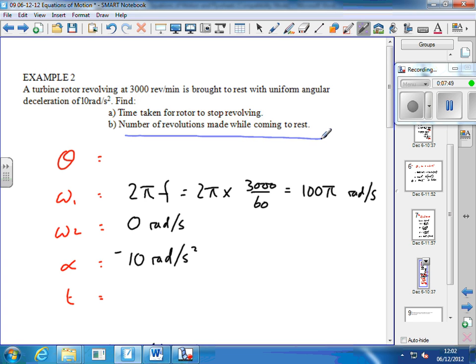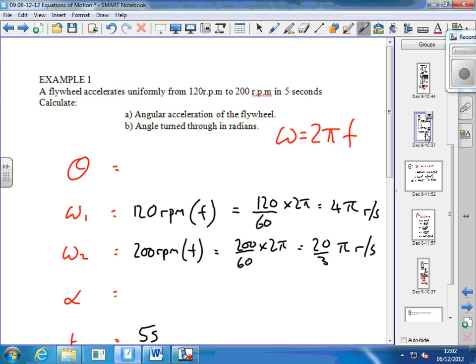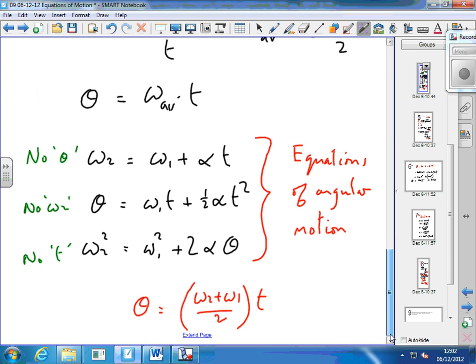If we're not interested in the time, we could have gone straight to finding the number of revolutions by using the appropriate formula. And how do we find the appropriate formula? We look for the one that involves what we want to find, which is theta, because that's what we need to find the number of revolutions, but doesn't involve time. And so that's when you look back at these original equations of motion for angular motion and say, right, which one is it? This one doesn't involve time. So do I know everything else? Yes, I know omega 2, I know omega 1, I know alpha, so I can find theta.